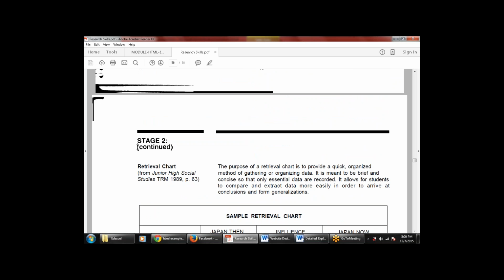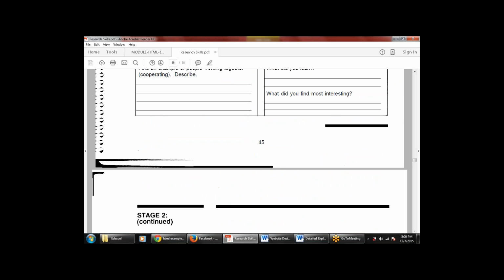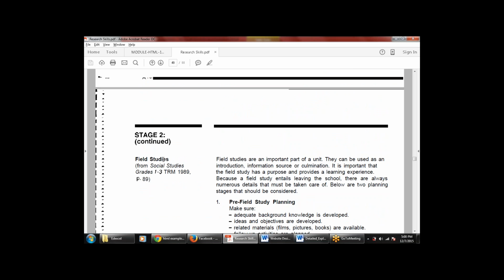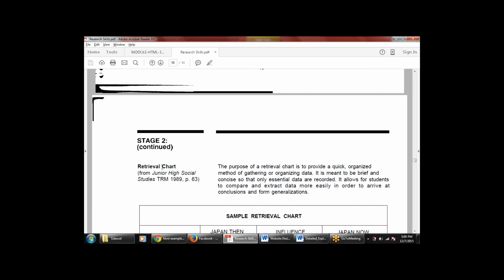Then stage number 2, which continues, is the retrieval chart. So the first part, the interview, is over. The second part, the field studies, is also over. The third part is the retrieval chart, which is also one of the approaches used for getting information. What is the retrieval chart? The main purpose of the retrieval chart is to provide a quick, organized method of gathering or organizing the data. That is, how to gather the data, how to build the data, or how to use the data that is available. So this is one of the main activities, that is how you get the data and bring the data into the activity.